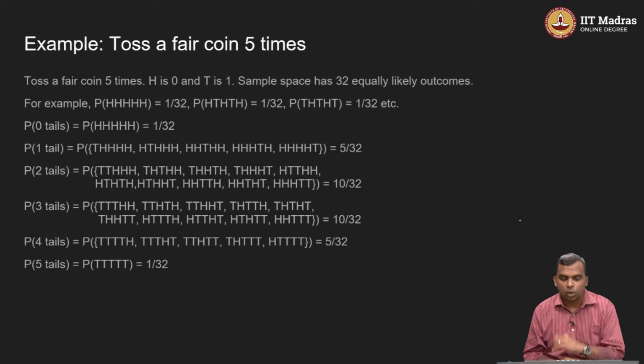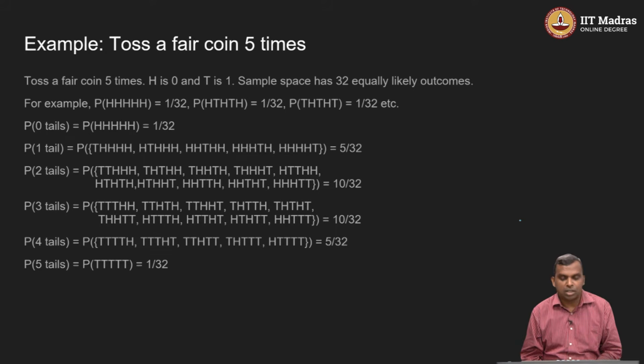You can go back and look at the examples here. If you have H, H, H, H, H, that is 1 by 32, right? So half into half into half. These are all independent trials. So you get 1 by 32. Any other combination also, you will get 1 by 32 each. So it's half into half into half 5 times. So 1 by 32, the sample space has 32 equally likely outcomes. You can go ahead and start computing various interesting probabilities.